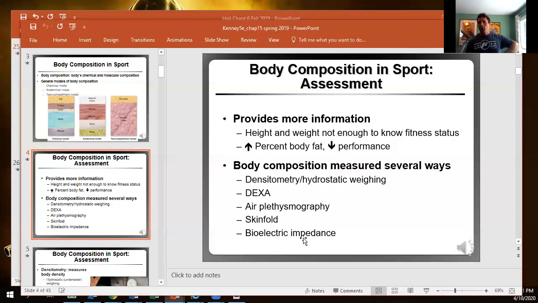Thank you. Okay. Now, you guys have had a chance to do a number of different ways of measuring body comp in class. Do you have any questions about how we went about it, or how you would maybe use that information depending on what type of athlete you're working with?